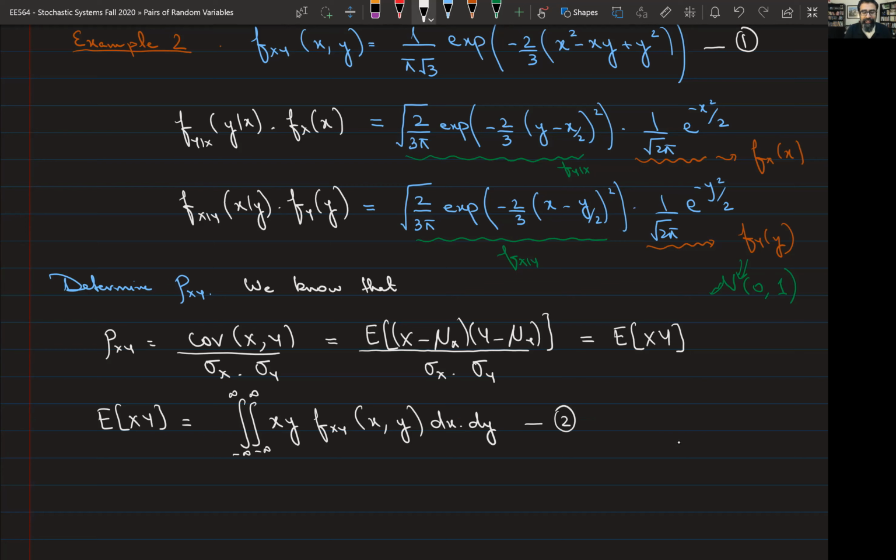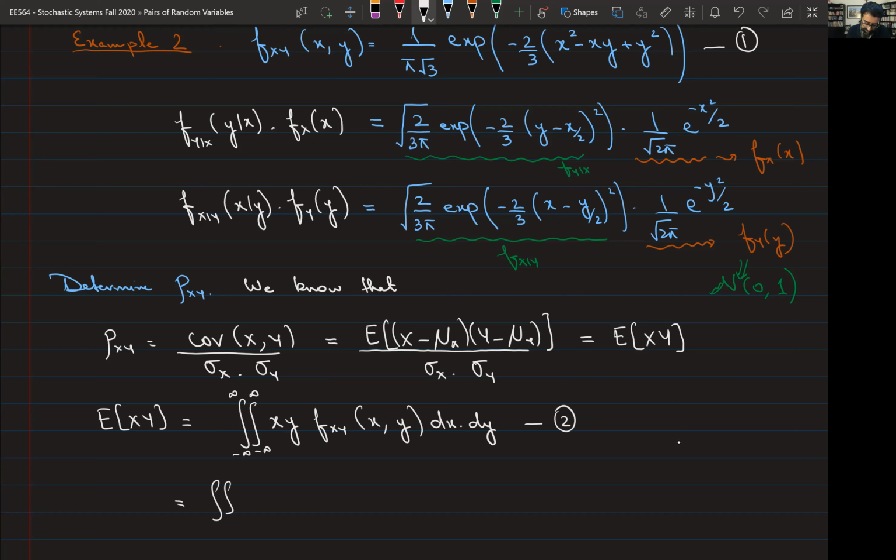And meanwhile, let's see if somebody can try to solve this. Who would I ask? Nazish? I'm not sure. If we put in the expression above, which one? f of y given x into f of x. Good. Okay.